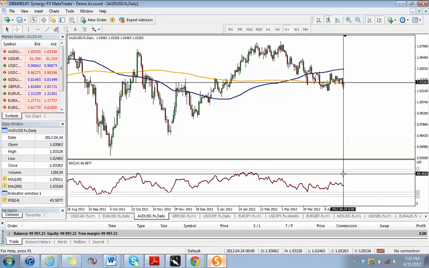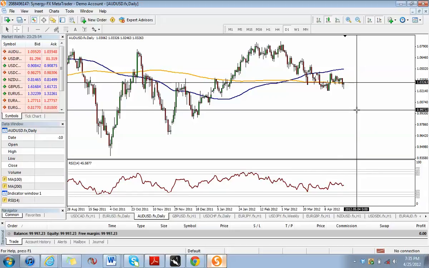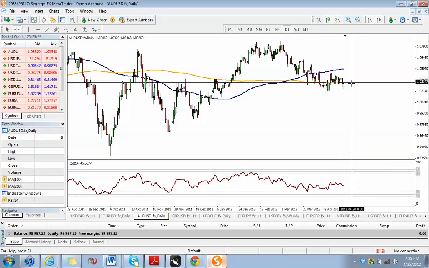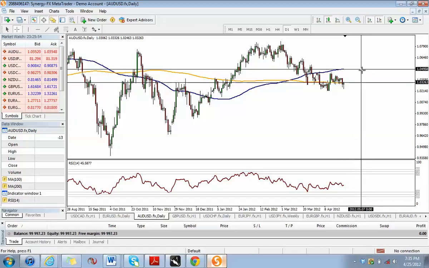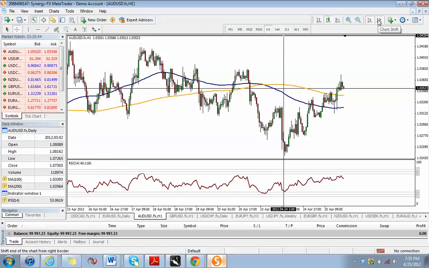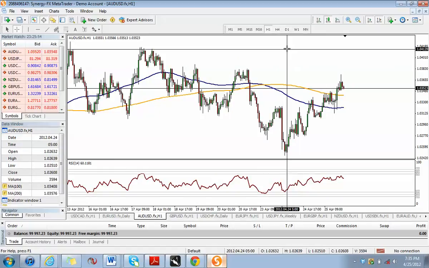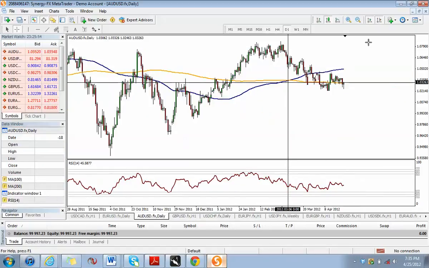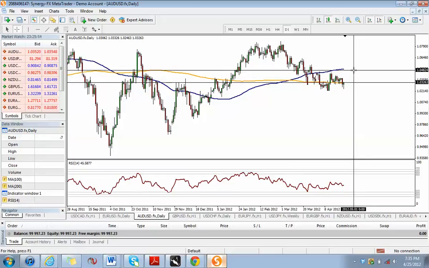RSI is currently printing at 45.5, so really a strong move in either way is possible. We are just above the 200-day moving average, and so my bias for this pair is going to be tentative. Since we're printing right on the line, I'll be looking for the next few days as indication of whether I should be going long or short.